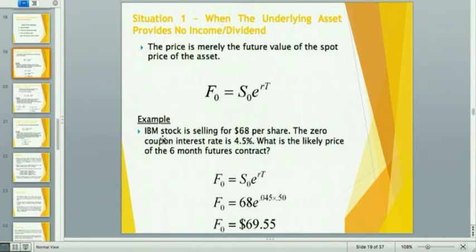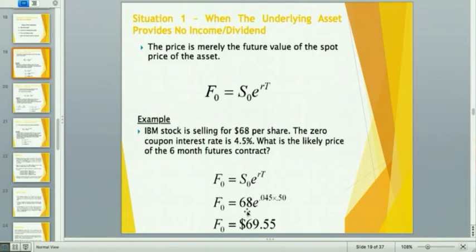Let's have a look at the example. It says IBM is selling for 68 per share. That means that's the stock price today. The spot price S naught is 68. Zero coupon interest rate is 4.5%. That means the risk free rate is 4.5%. What is the likely price of a 6 months future contract? The time given to us is 6 months.